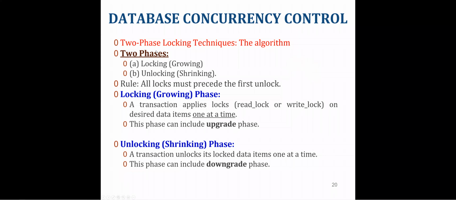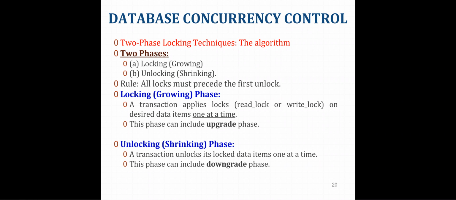So we have two phases from the name. The first phase is growing and the other one is shrinking. By growing, I mean that with this technique you will start with growing, and growing refers to locking more data items. So you will start locking items, locking items, locking items. You will reserve a lot of items.